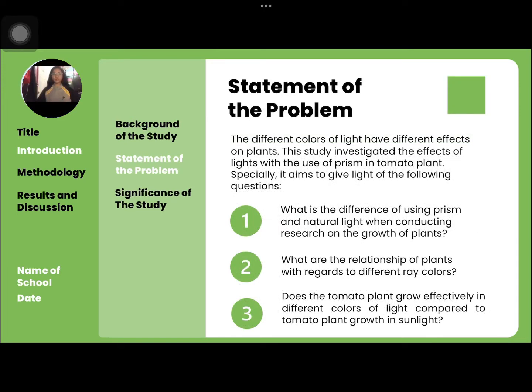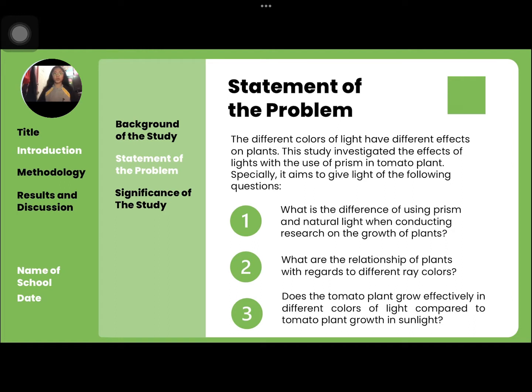The statement of the problem. The different colors of light have different effects on plants. This study investigated the effects of light with the use of a prism on tomato plants. Especially, it aims to give light to the following questions.